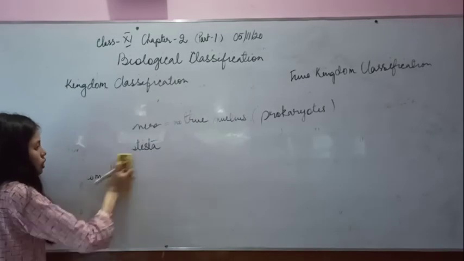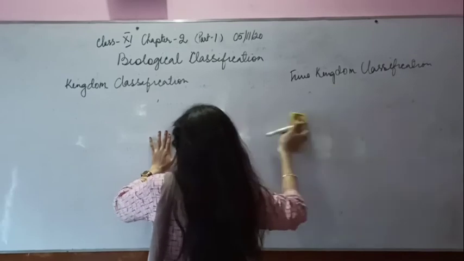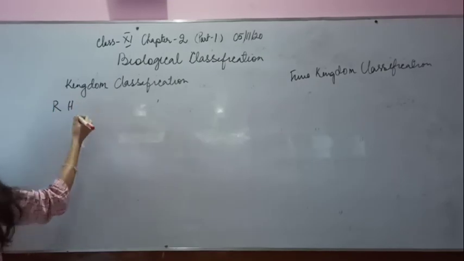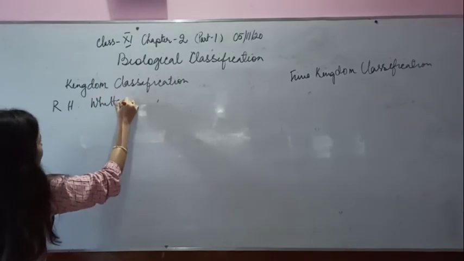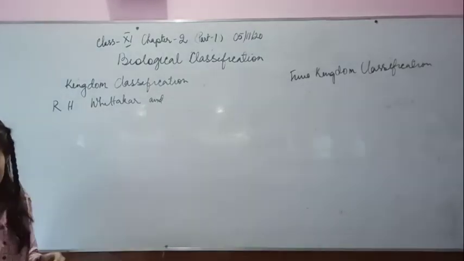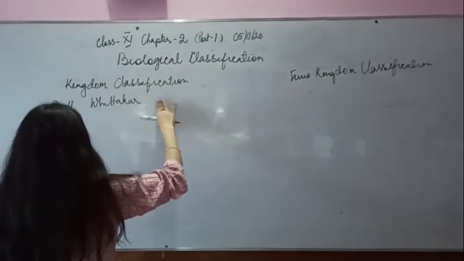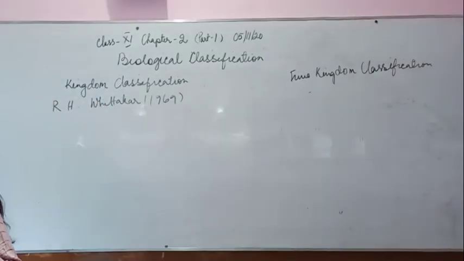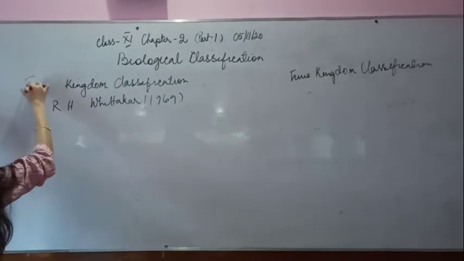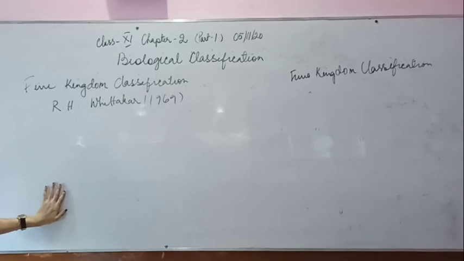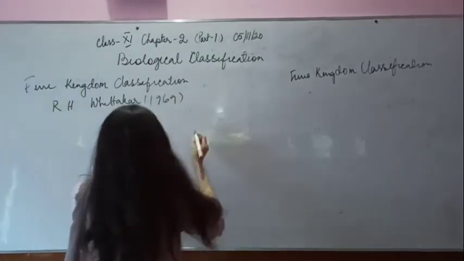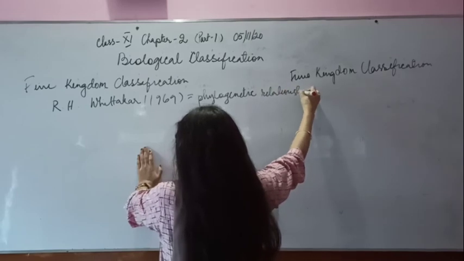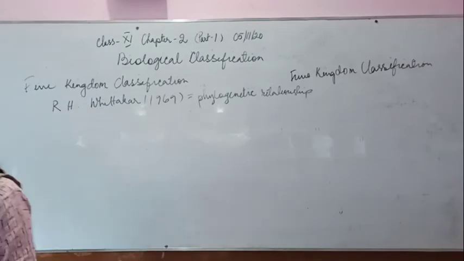And therefore, in the end, two persons, R.H. Whittaker, and they are American. Whittaker is an American scientist. So in 1969, when information became more available with the advancement of science, we developed the 5 kingdom classification, and this classification is based on phylogenetic relationship.